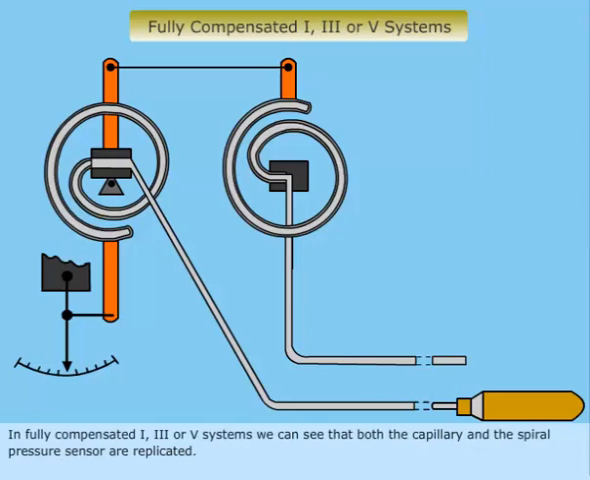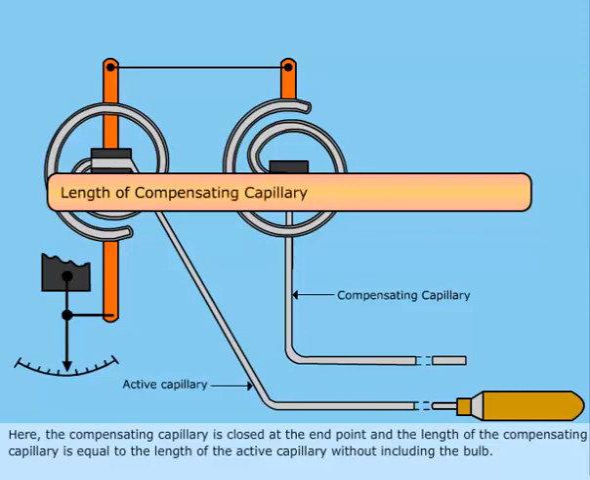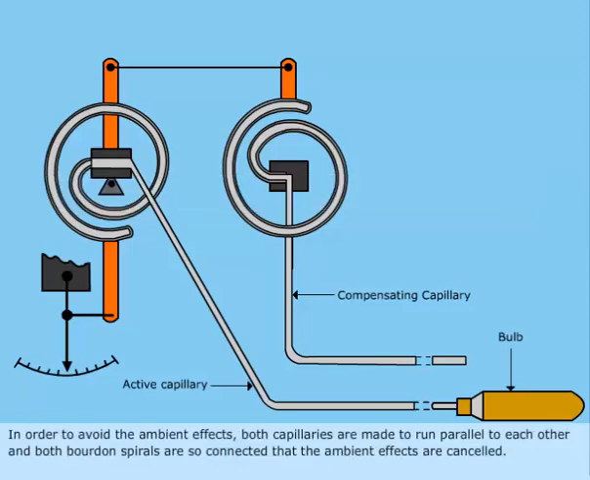In fully compensated 1, 3, or 5 systems, we can see that both the capillary and the spiral pressure sensor are replicated. Here, the compensating capillary is closed at the endpoint and the length of the compensating capillary is equal to the length of the active capillary without including the bulb. In order to avoid the ambient effects, both capillaries are made to run parallel to each other and both burden spirals are so connected that the ambient effects are cancelled.